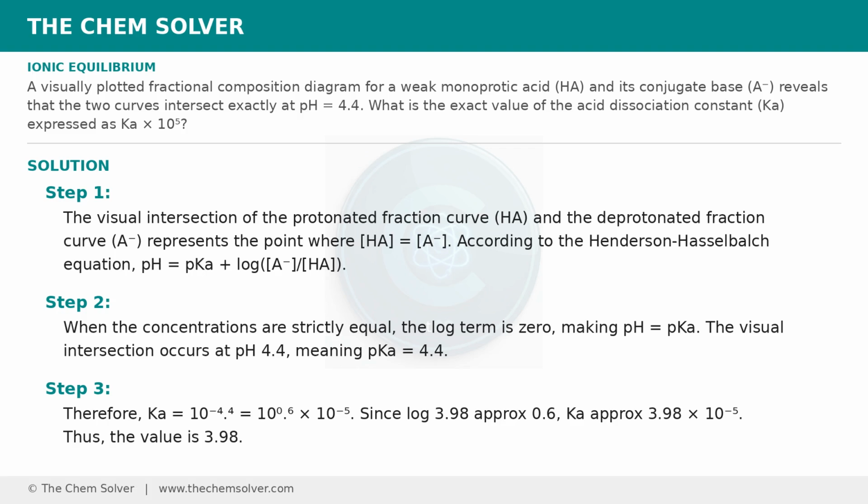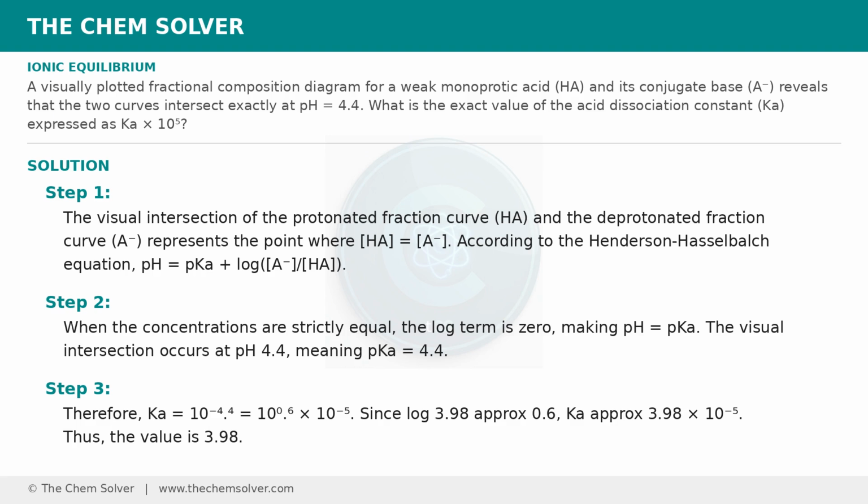The visual intersection of the protonated fraction curve, HA, and the deprotonated fraction curve, A⁻, represents the point where HA equals A⁻. According to the Henderson-Hasselbalch equation, pH equals pKa plus log of A⁻ over HA. When the concentrations are strictly equal, the log term is 0, making pH equals pKa.